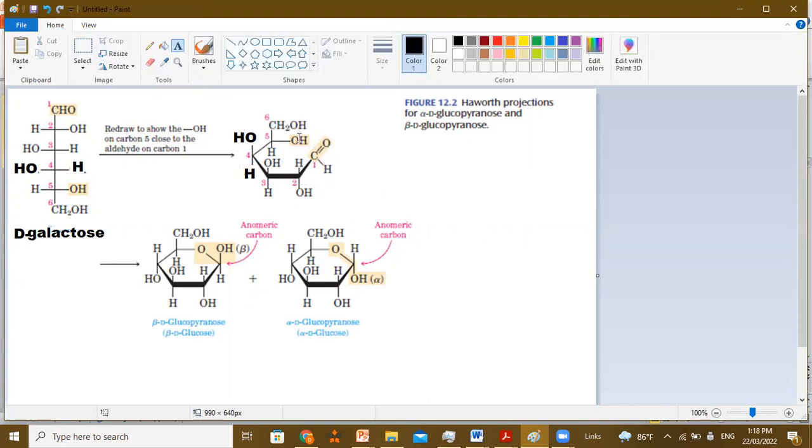Okay. So when it forms a bond, carbon 5, where you have your OH, forms a hemiacetal. So the O can attack your carbon here, and you will get an OH, which can be either down or up. But of course, you have to remember that for galactose, it is reversed.